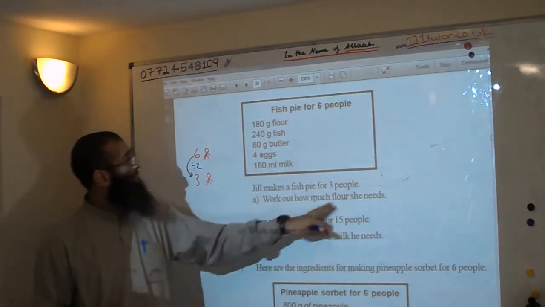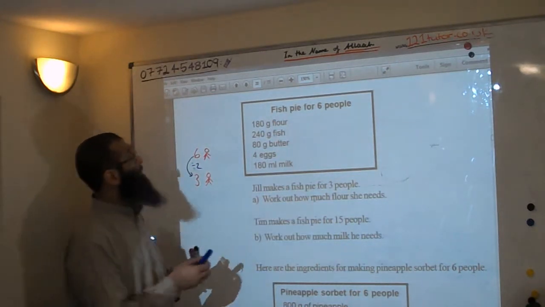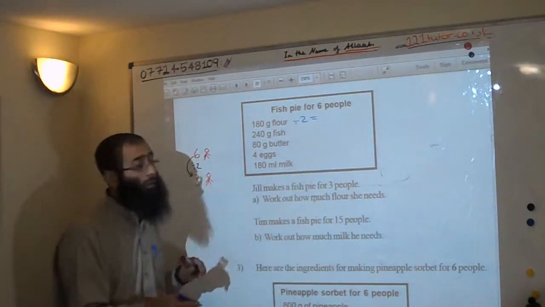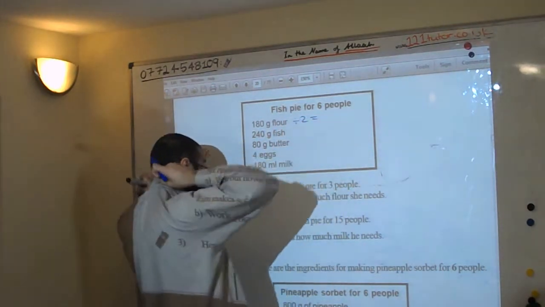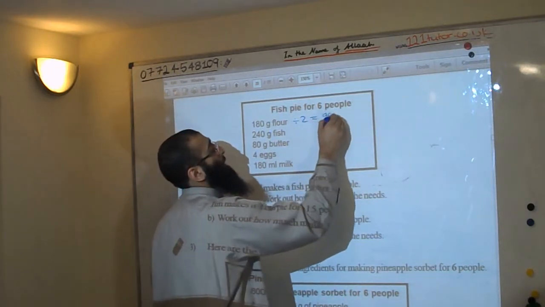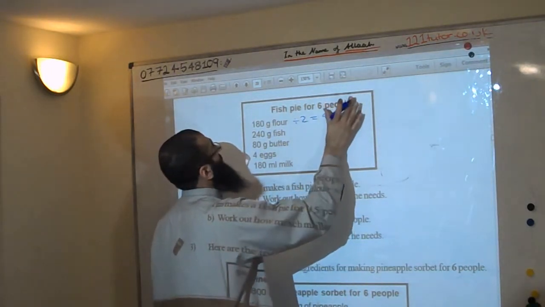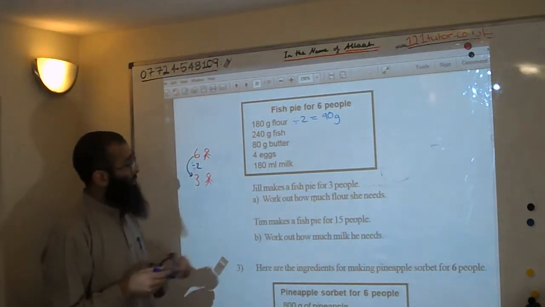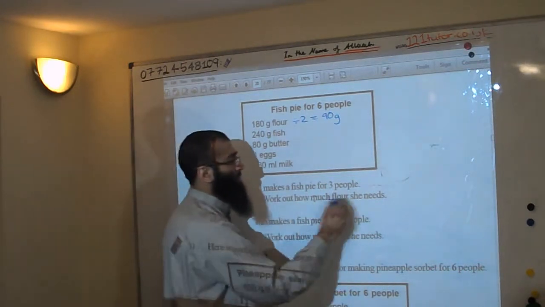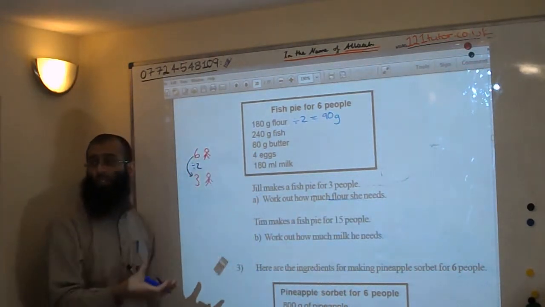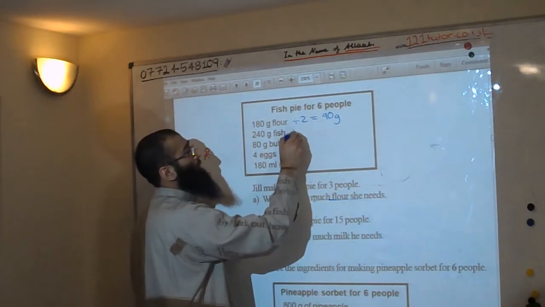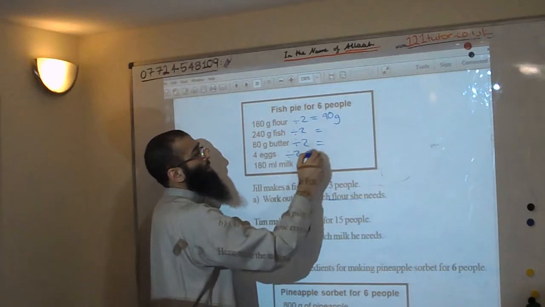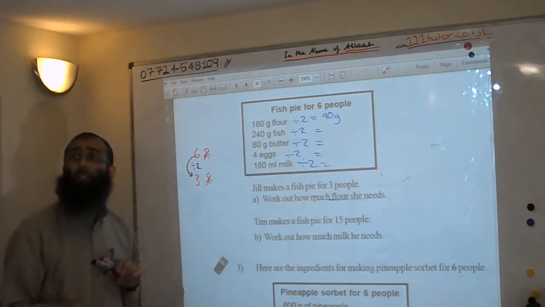So we need to work out how much flour she needs. So the flour will be 180 divided by 2. That will give us an answer of 90 grams. Now, the question only asks us to work out how much flour she needs. If we wanted to work out the rest of the ingredients as well, we could just repeat the action and quite quickly work out all the other ingredients as additional practice.